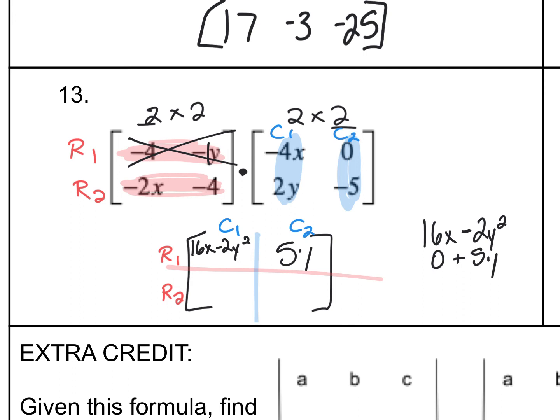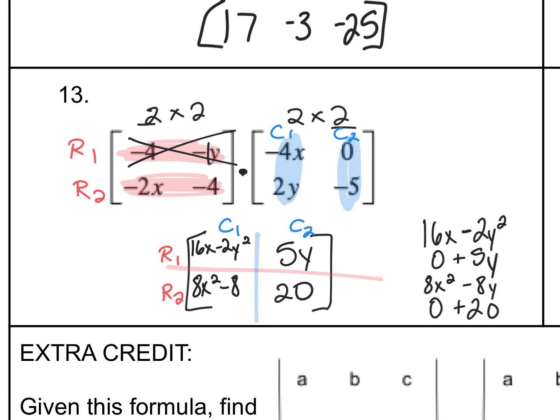And second row, negative 2x times negative 4x, 8x squared, and negative 4 times 2y, negative 8y. Are those like terms? Nope. So 8x squared minus 8y. And last but not least, negative 2x times 0, 0, and negative 4 times negative 5, 20. There we go.